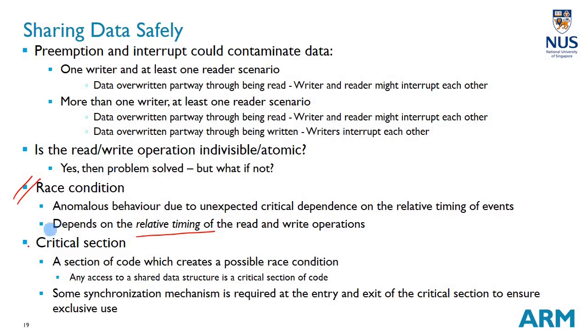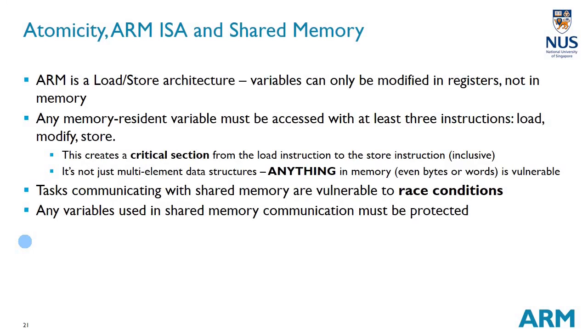So what is important is we must look at the critical section of the code, where there is access to shared data, and we need to put mechanisms in place to prevent a race condition from corrupting the data. And of course we have to understand that ARM is a load store architecture.